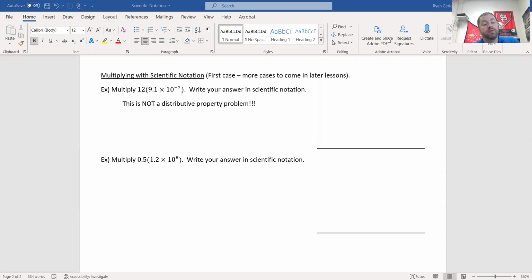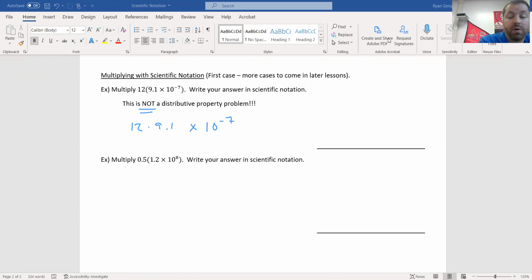All right, so multiply 12 times 9.1 times 10 to the negative 7th. A lot of people look at this and think distributive property. This is not a distributive property problem. Please keep that in mind. Okay, 9.1 times 10 to the negative 7th is just one number, and I'm multiplying that one number by 12. All right, so what I'm doing is I'm doing 12 times 9.1, and I'm just going to leave the times 10 to the negative 7th alone.